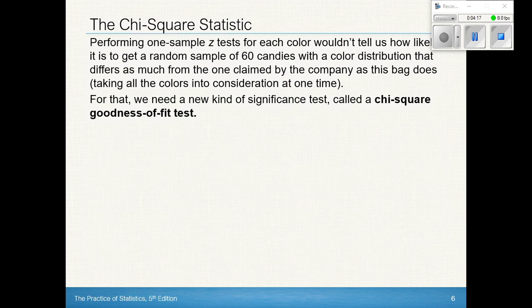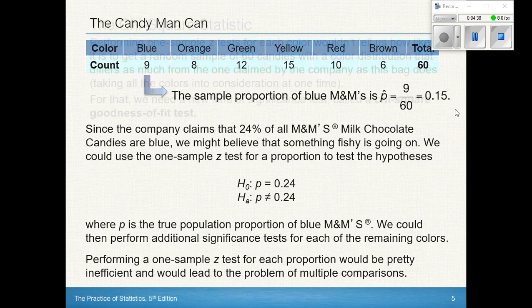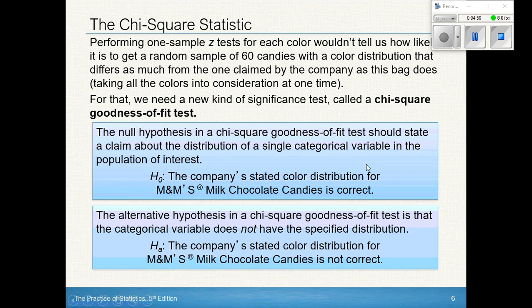The chi-squared goodness of fit test will take into consideration the entire bag at once, because clearly, if I have more blues, I have fewer of something else, since there's a limited number of M&Ms in the bag. So these categories here are not all independent of each other. More in one category necessarily means fewer in another category. In a chi-squared goodness of fit test, I'll state my null hypothesis in a sentence. And here it's that the company's stated color distribution for M&Ms is correct. The alternative is going to be that it's not correct. I don't have to make a supposition about what color occurs too much or too little. I just say it's like we expected it to be, or it's not like we expected it to be.